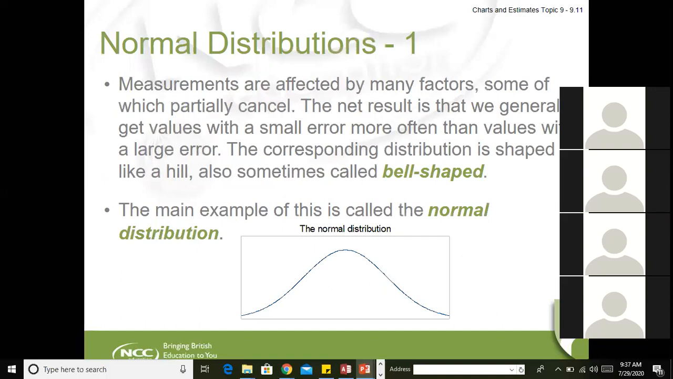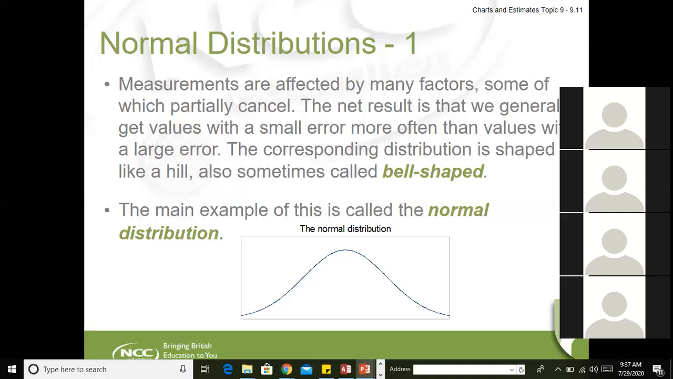Then let's look at the normal distribution. Measurements are affected by many factors, some of which partially cancel. The net result is that we generally get values with a small error more often than values with a large error. The corresponding distribution is shaped like a hill, also sometimes called bell-shaped.